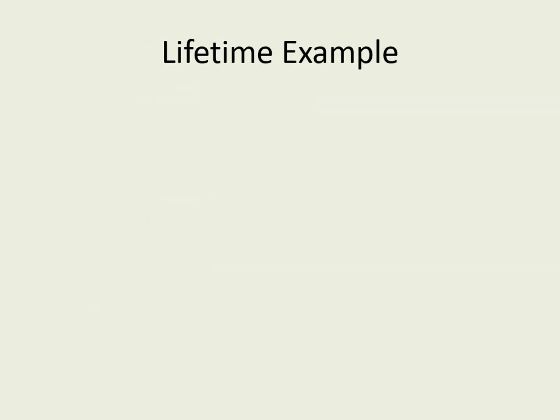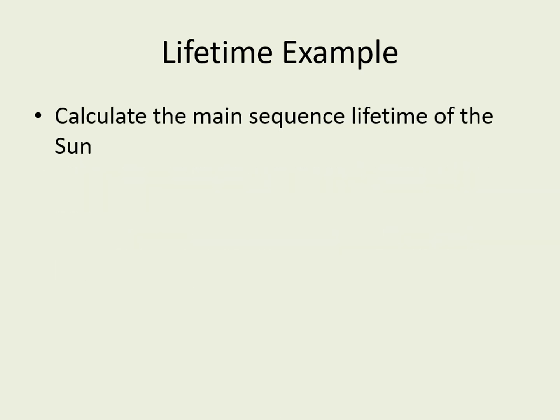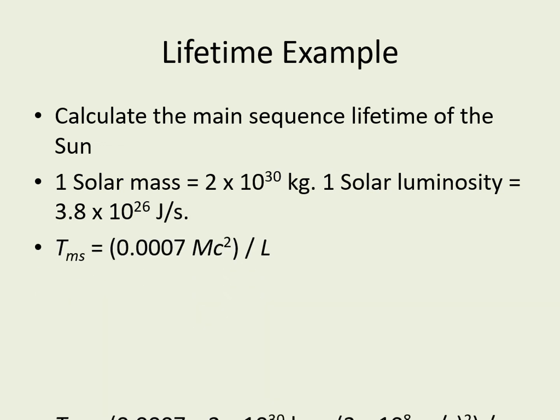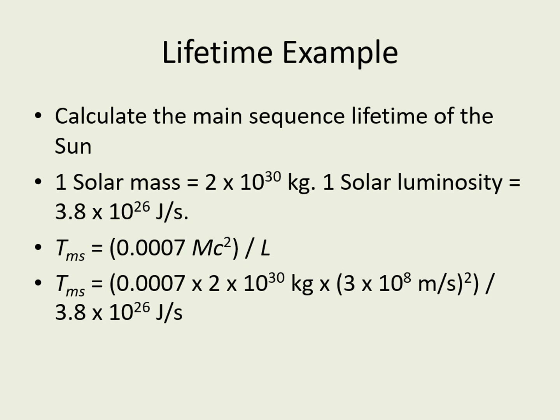Let's look at an example of how we calculate the lifetime of a star. We'll do this calculation for the Sun, a star with a mass of 1 solar mass and a luminosity of 1 solar luminosity. First, we set up the formula. Then we put in the values for the luminosity and the mass. Note that the mass has to be given in kilograms and the luminosity has to be given in joules per second. You're probably going to need to make a unit conversion here.